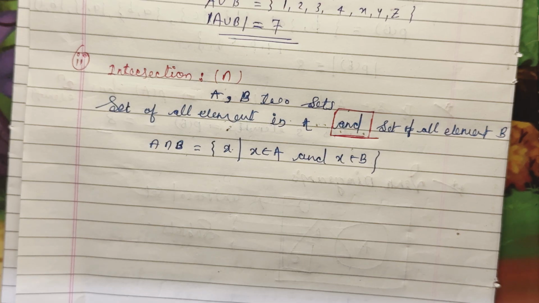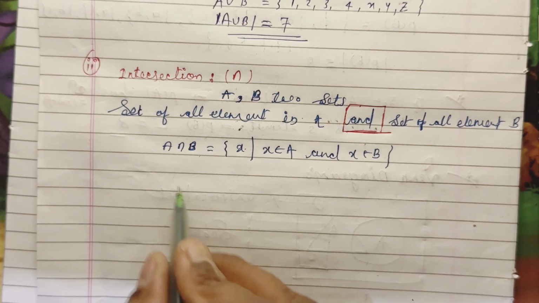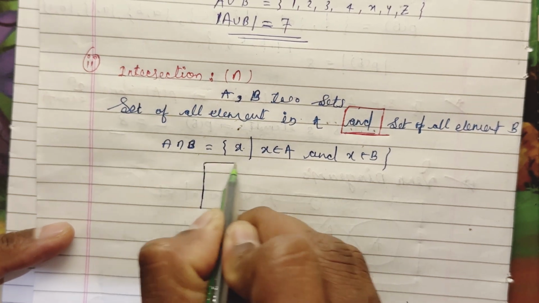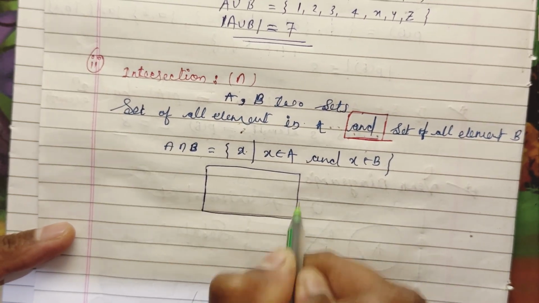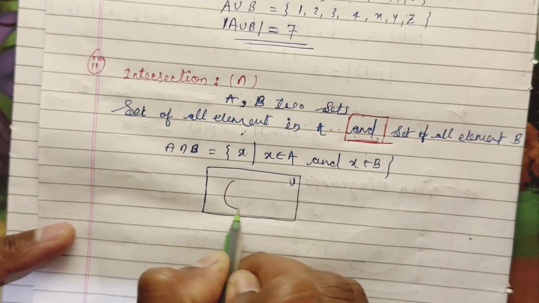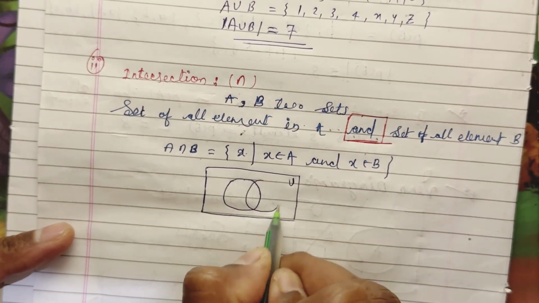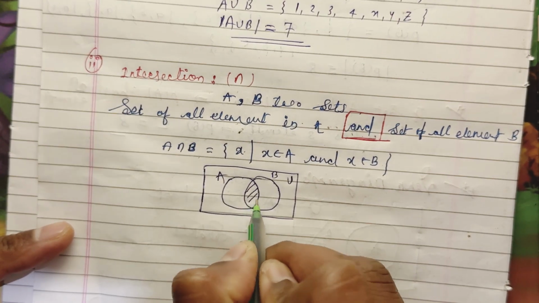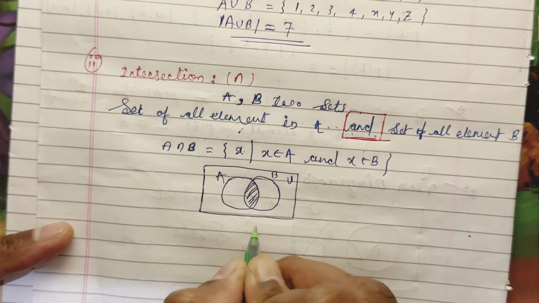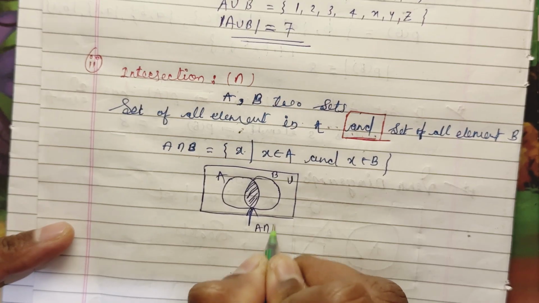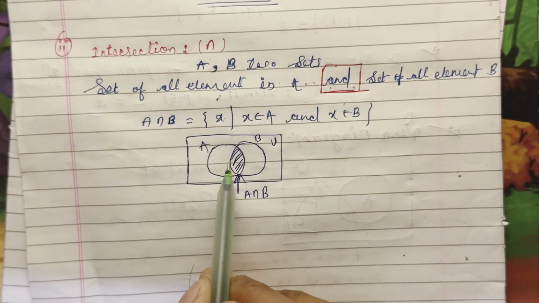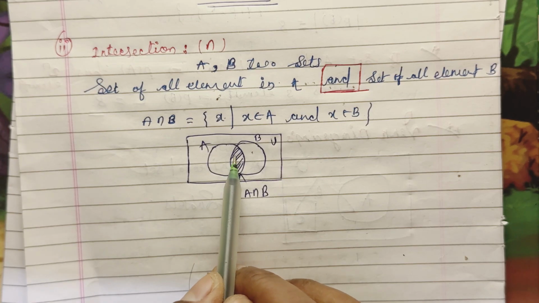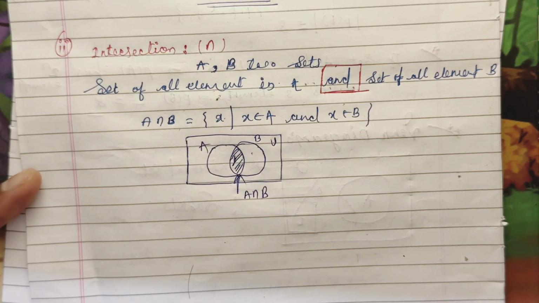Okay, yes. So let me draw a Venn diagram so that you can visualize the concept easily. This is the universal set U. This is the set A, this is the set B. So the middle part between A and B, we consider A intersection B. The elements which are from A and from B, whenever both are common, we take this as the intersection.